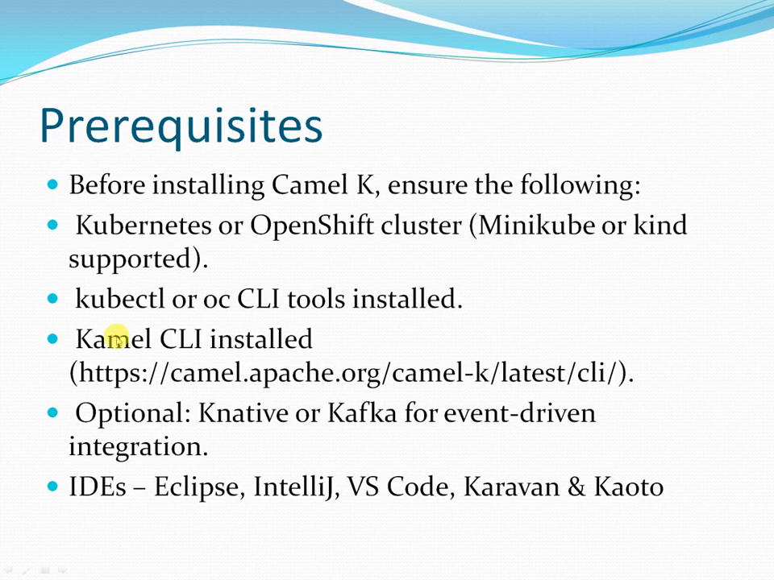Then you have to install the kubectl CLI or OC CLI. kubectl is for Kubernetes, so OC is for OpenShift. The Camel CLI you can use with any environment that is provided by the Camel K framework. Knative and Kafka, if you want, you can use these for event-driven, event streaming integrations.